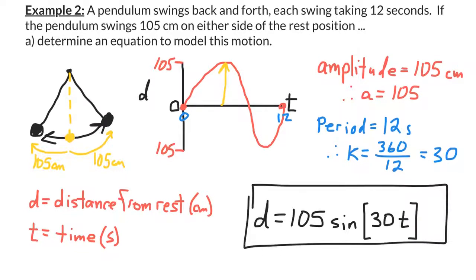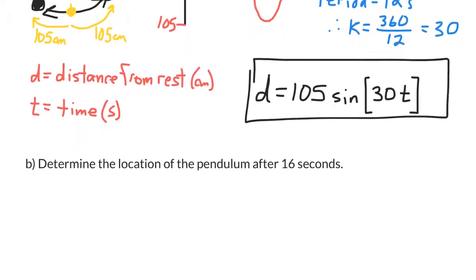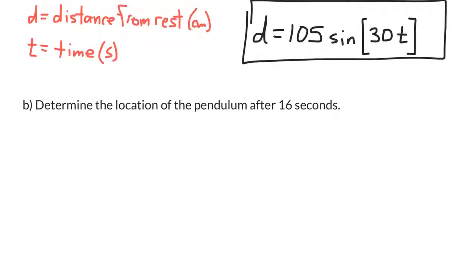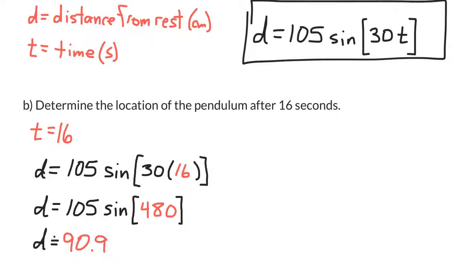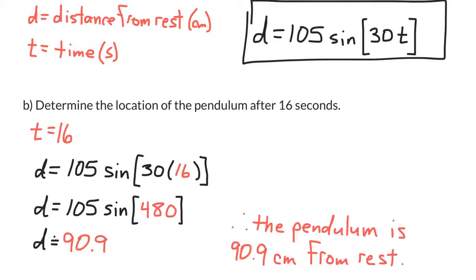So now that I have an equation to model this, I can answer other questions. So for example, if we're to determine the location of the pendulum after 16 seconds, I know that t equals 16. So I can just take my equation and sub in 16 for t. So I do the math inside the brackets first. And when I plug that into my calculator, I get an answer of approximately 90.9. So I can say that the pendulum is about 90.9 centimeters from the rest position.